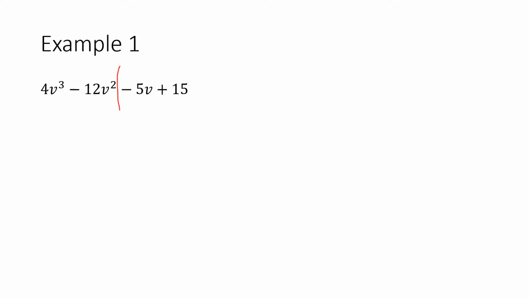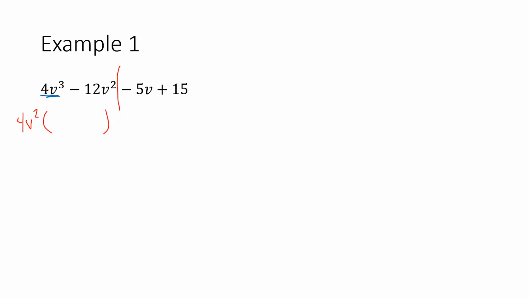Now for these first 2 terms, 4x cubed minus 12x squared, 4 and 12, both of these are divisible by 4. And I see that both terms have at least x squared. So I'm going to take out the greatest common factor. Taking out 4x squared is going to leave behind, let's see, starting with 4.